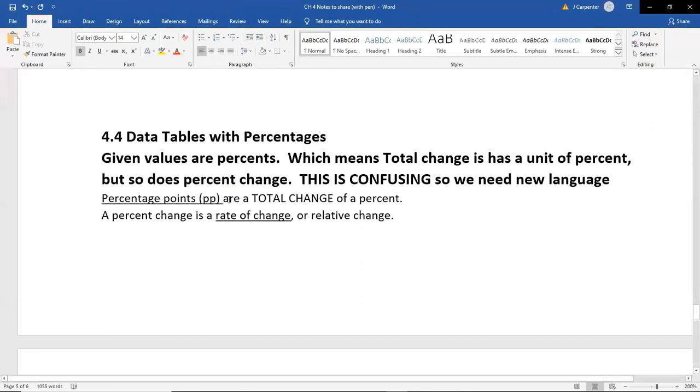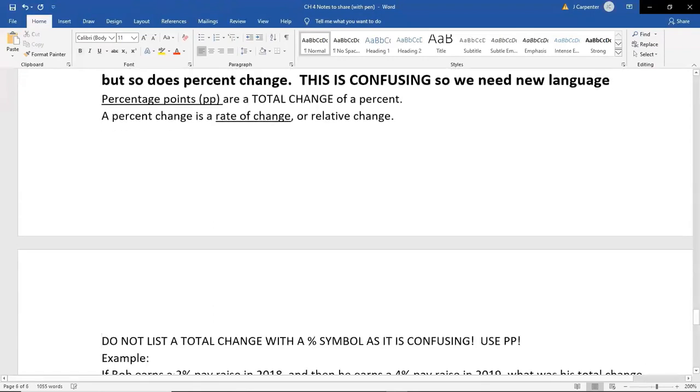So this symbol, PP or PPS, is only used for total change. When we're talking about the relative change or the percent change, we still just use the old school percent symbol. PP is literally the same thing as percent. They are literally the same thing.